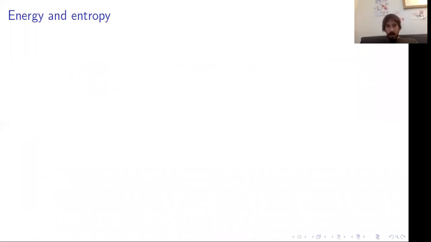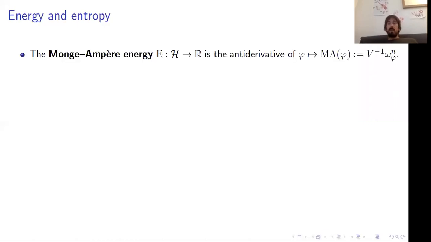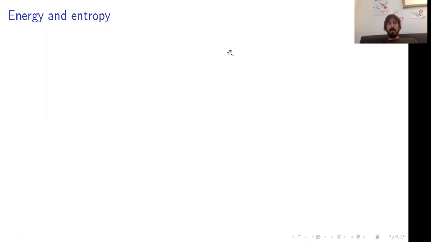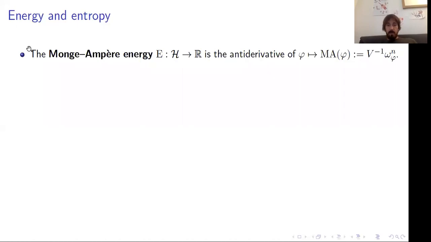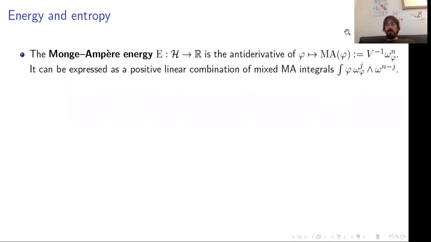Okay, so now to tell you a bit more about the functional M, we introduce another energy functional and then entropy. So first of all, one key character in this whole story of the pluripotential or variational approach to the cscK equation is the Monge-Ampère energy, E, which again can be seen as a functional whose derivative at phi is equal to the Monge-Ampère measure, or MA of phi, which is just the volume form omega phi to the n normalized to volume 1. So when I say derivative or antiderivative, I just mean that you compute directional derivatives of E along a path phi t, and then what you get is the integration of phi t dot against the Monge-Ampère of phi t.